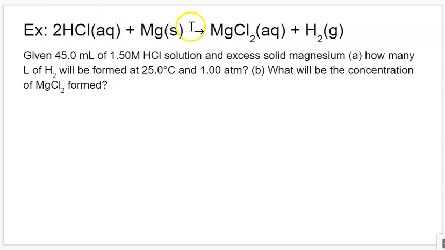And I hope you all remember this is the same equation that we did in the gas lab. So we are at 25 degrees Celsius and 1 atm, so we're not at STP, so we're also going to have to use the ideal gas equation. And we're trying to solve for 2 things here. First, how many liters of hydrogen gas are going to be formed, and then what the concentration of the magnesium chloride solution that is formed as a result of the equation is going to be.